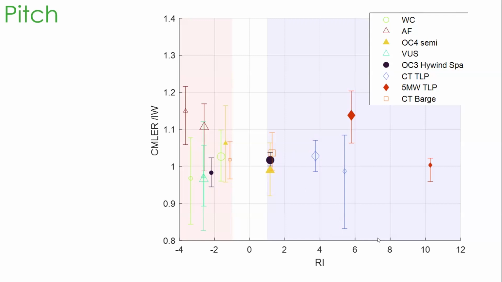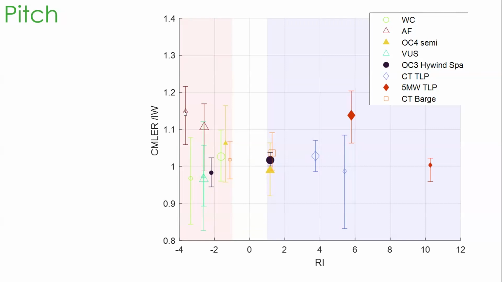The x-axis here is giving what we've termed the relative importance. So this is like the ratio of how important the wave loading is compared to the wind loading, and we calculated this based on the RAOs. So an RI value of 4 means that if we were to run a wave-only simulation, we would expect the extreme response to be 4 times larger than the extreme response if we ran a wind-only simulation. And yes, this is calculated from the RAOs, in this case for the pitch response.